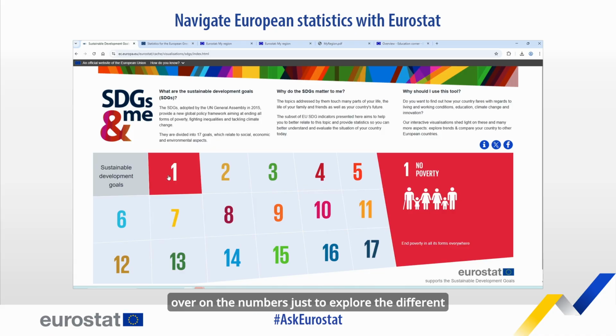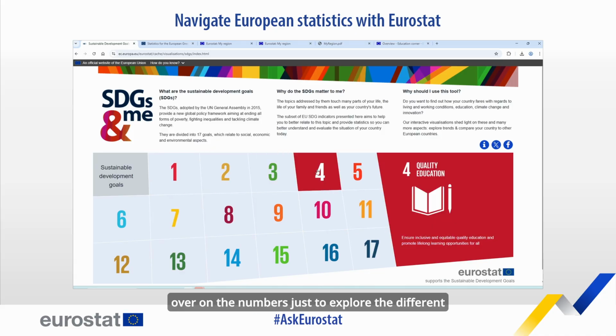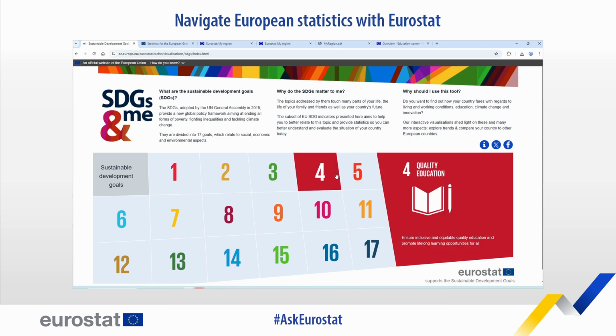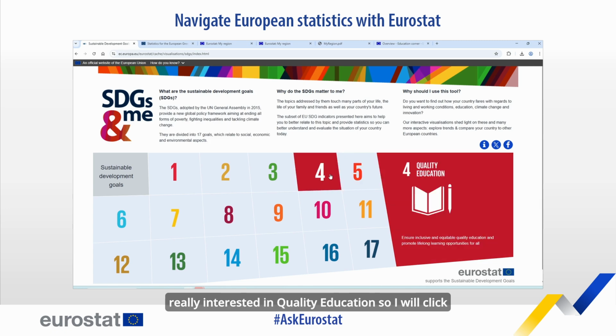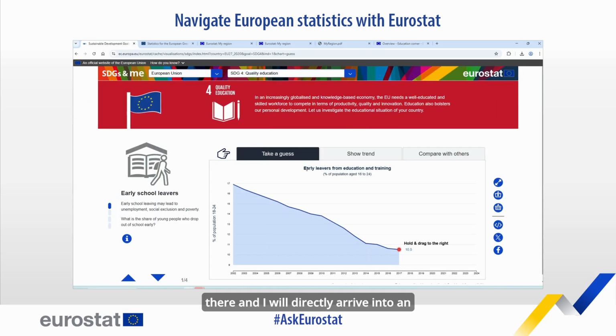And you can mouse over the numbers just to explore the different Sustainable Development Goals. In this case, I am really interested in quality education, so I will click there and I will directly arrive at an indicator which is showing early leavers from education and training. And now I will find a really interesting feature.